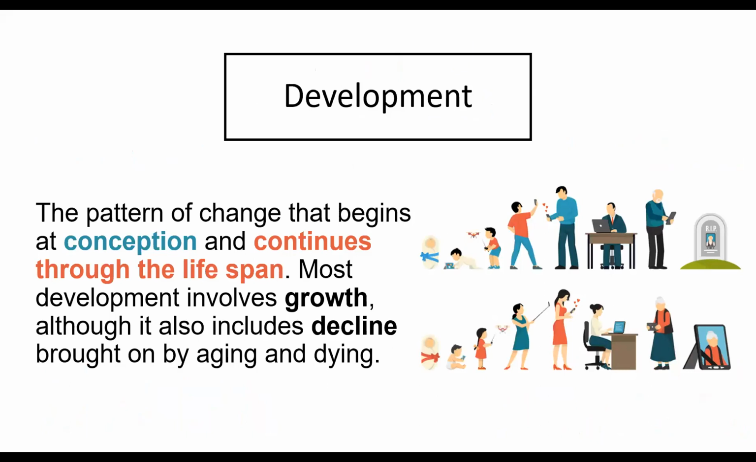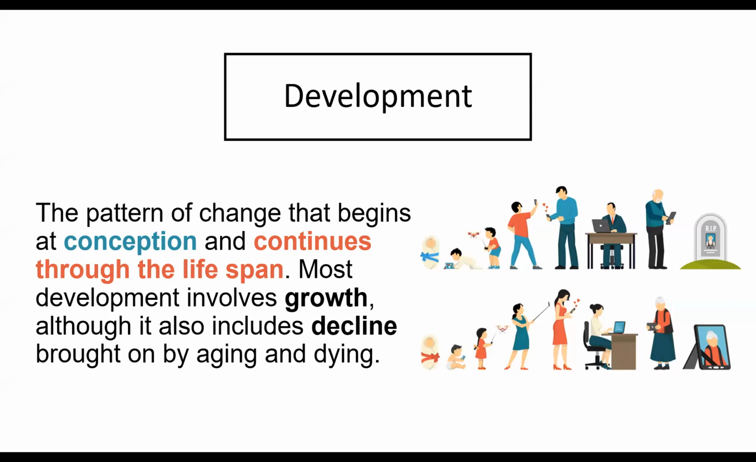So first we'll start with the definition of development, right? Very important definition. It is the pattern of change, right? How that change is progressing from one stage to another, which begins at conception. Conception means at the time of fertilization, when the parents are beginning the child's journey. That's the time from conception, and it continues throughout the lifespan. So we're not only going to look at from childhood to adulthood, we're going to look from the beginning right up until death and decline.